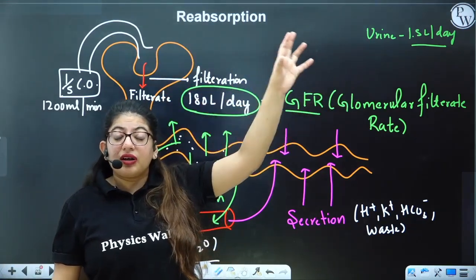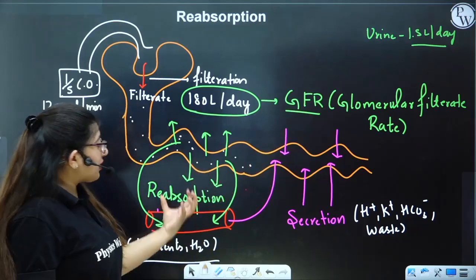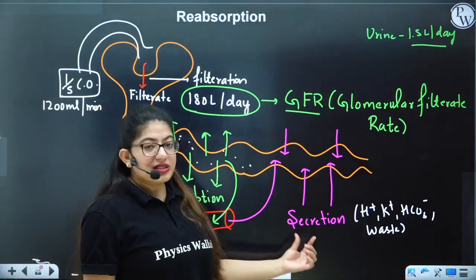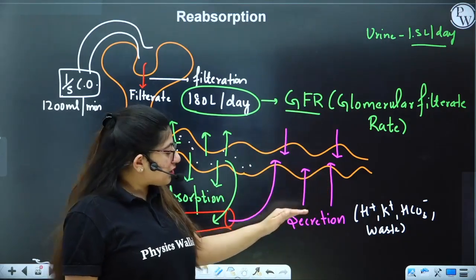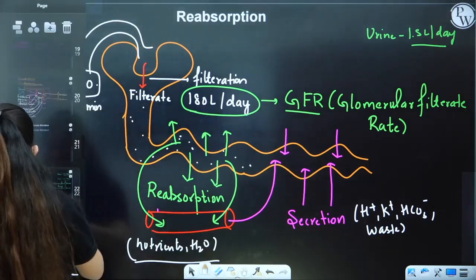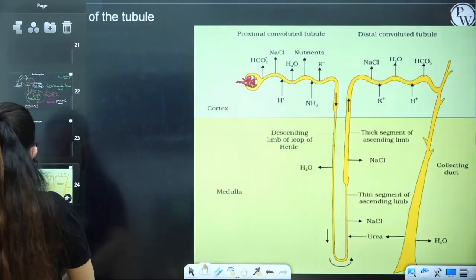Around 99% is taken back by the body, and this process is reabsorption. Sometimes harmful substances are given to the tubules through blood. This process is known as secretion. Fine? Okay. Moving further, the functions of the tubule.